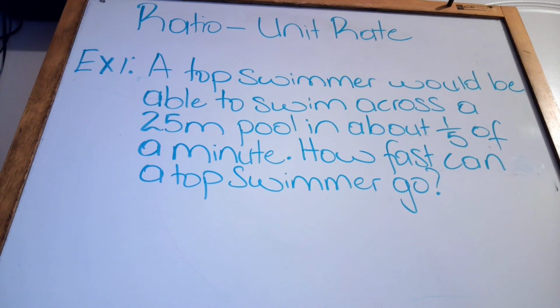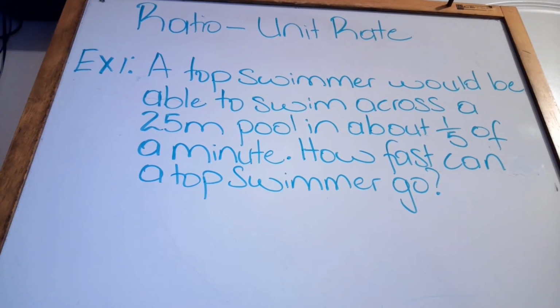Alright? But a unit rate is when we compare two different units. But when we compare two different units, one of the units has to be 1. The word unit means 1. In other words, if you should write the unit rate or the rate as a fraction, the denominator must be 1. Alright?